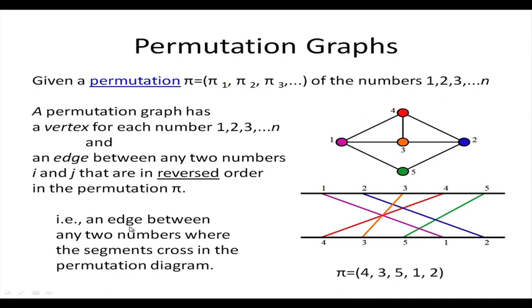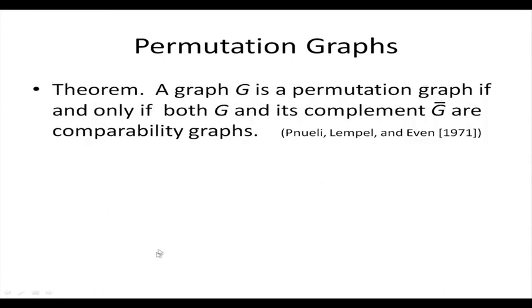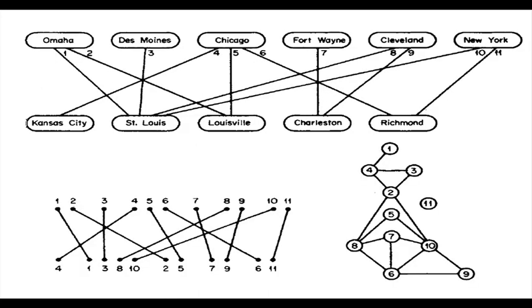So I say that I have an edge between two of the numbers when their segments cross in the permutation diagram. And this beautiful theorem by Pnueli, Lempel, and Even says that a graph is a permutation graph if and only if both G and its complement are comparability graphs. A very beautiful theorem. Now you can imagine many applications of these permutation diagrams.